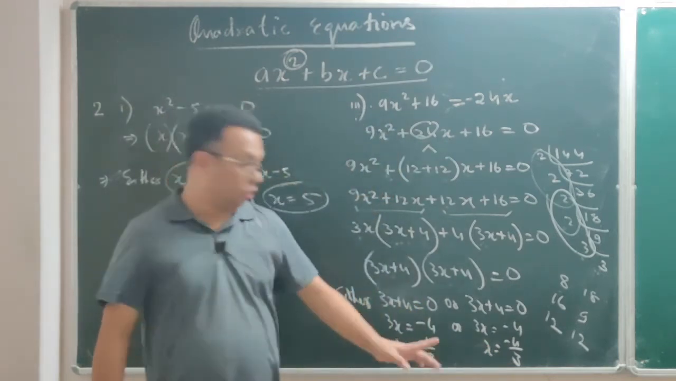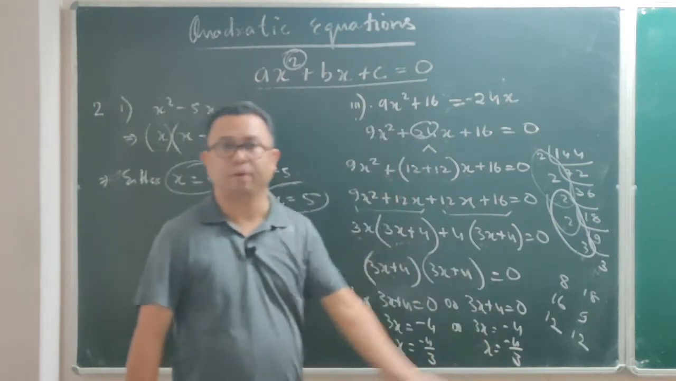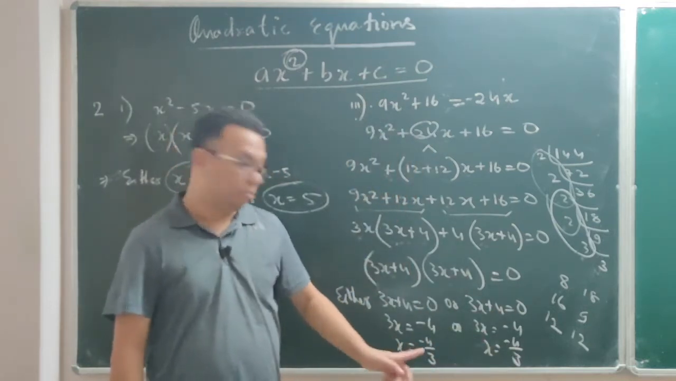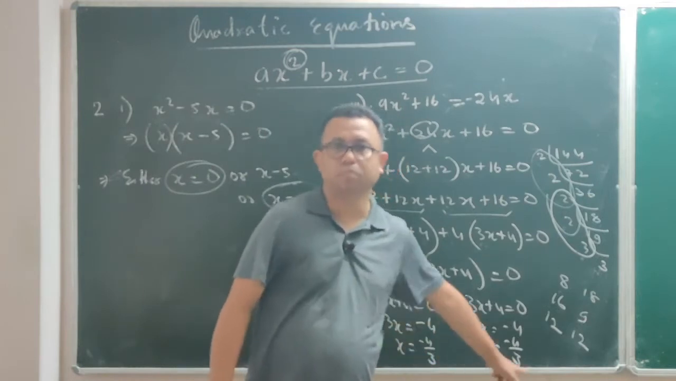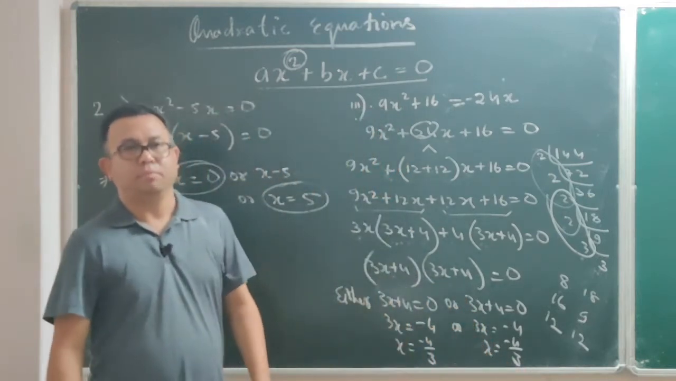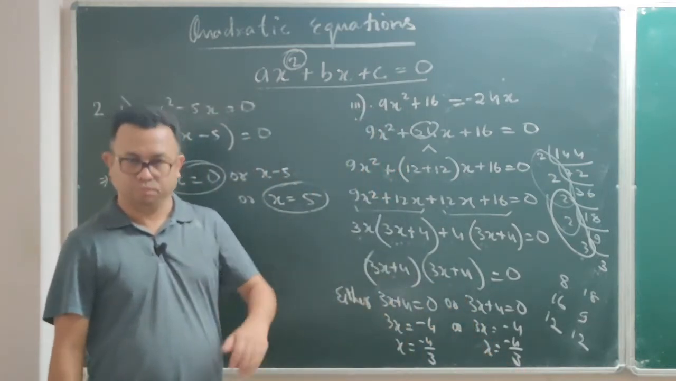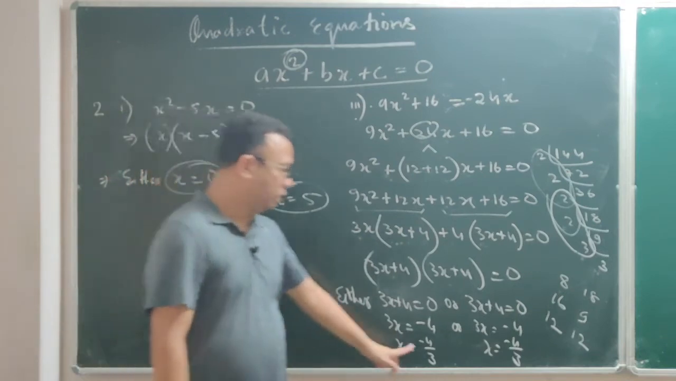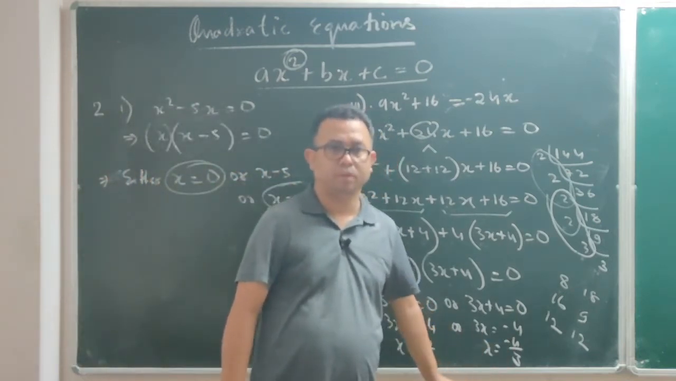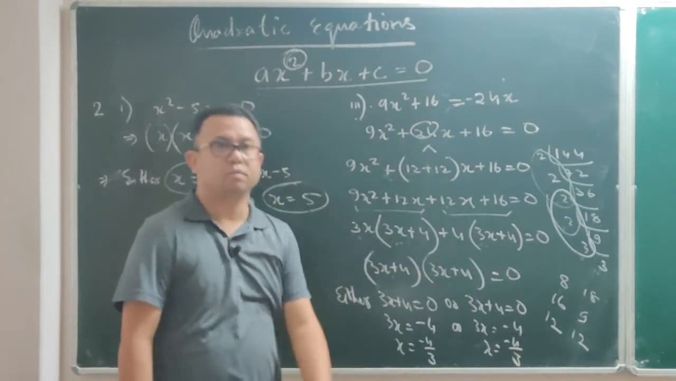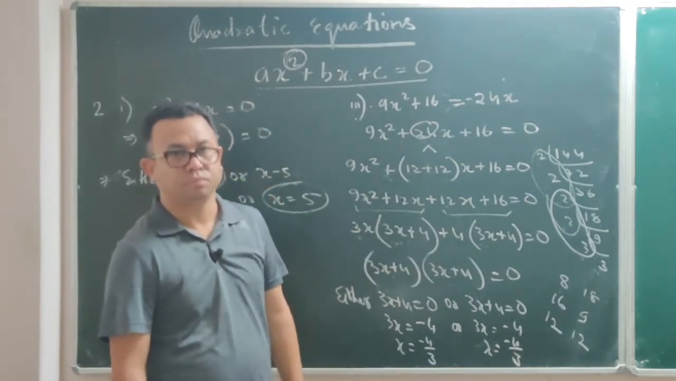But in most of the questions, these two answers will be different. They are unequal roots. But in some conditions, both the roots will come the same. You will see that when b square minus 4ac equal to 0, in our next section, that is nature of the root, both the answers will be the same. This is how you have to solve the quadratic equation.